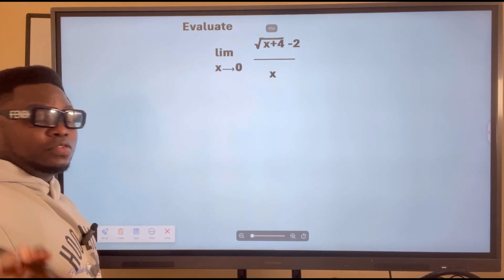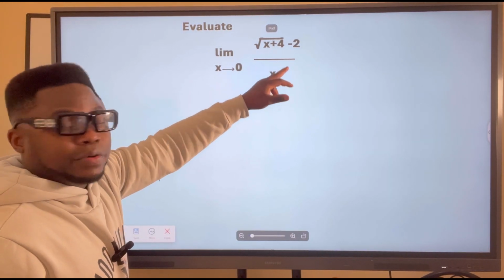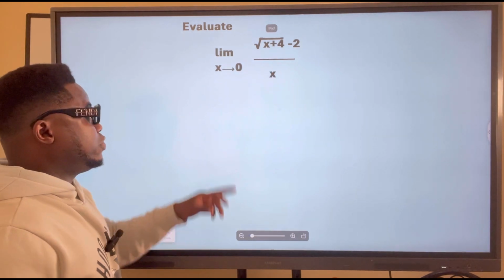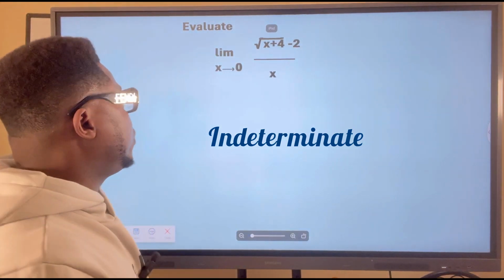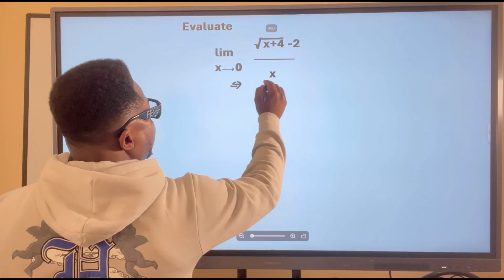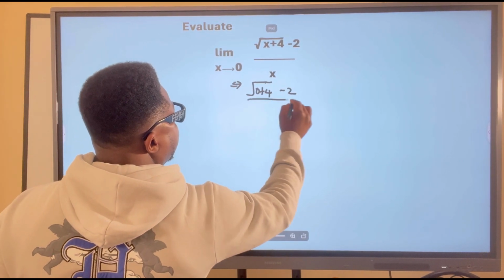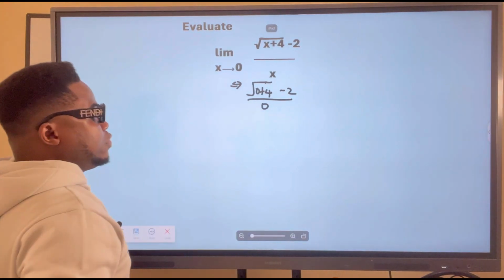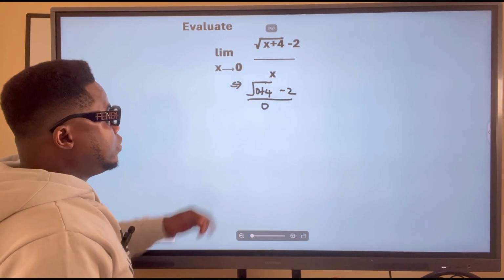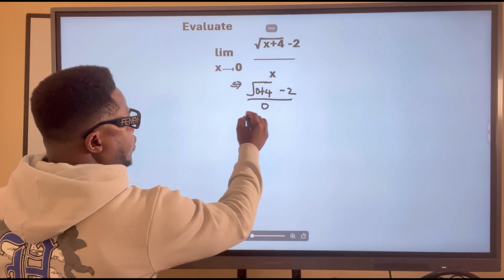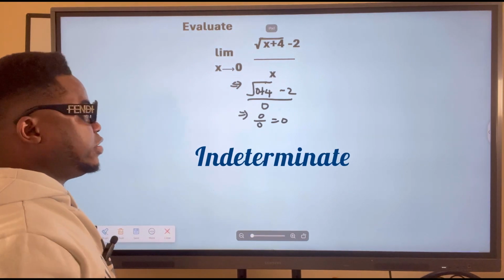So the first thing I need to do here is to replace x in this expression with 0, because we have to test if we're going to get an indeterminate value. So I'm going to substitute: square root of 0 plus 4 minus 2, divided by 0. So 0 plus 4 is 4. Square root of 4 is going to be 2. Then 2 minus 2 is going to be 0. 0 over 0. So this value is indeterminate.